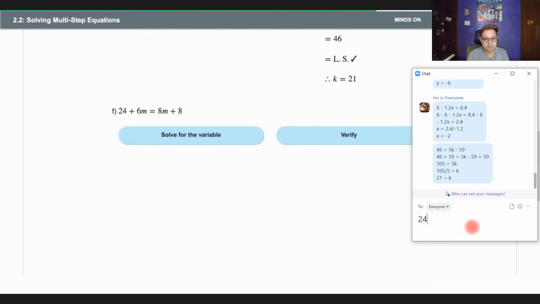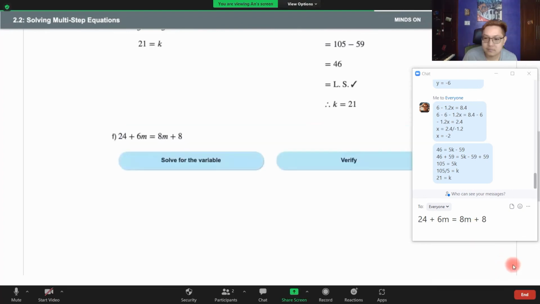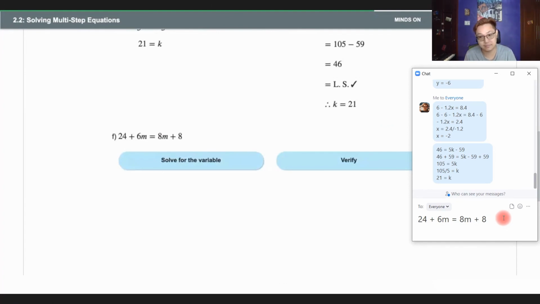24 plus 6m equals 8m plus 8. So in this one, just like people always call you when you are so busy, the most busy. They never call you when you don't have anything to do.